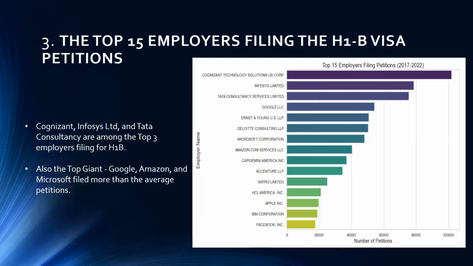So here are the top 15 employers filing the H1 visa petitions. In this chart, we can see how the employers have applied the total number of petitions for their employees. The top three are Cognizant, Infosys, and Tata Consultancy Services. They have more petitions for the last 6 years. And even the top giant companies like Google, Amazon, and Microsoft also filed more than the average petitions.